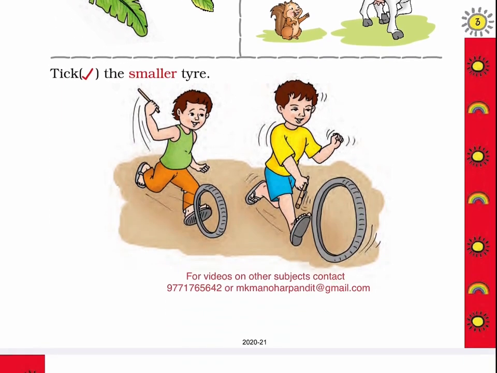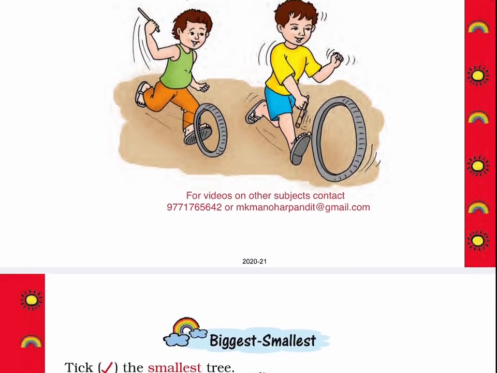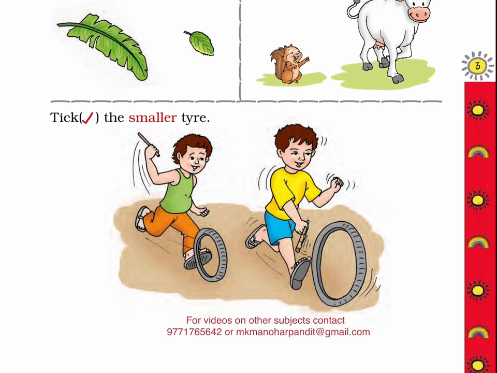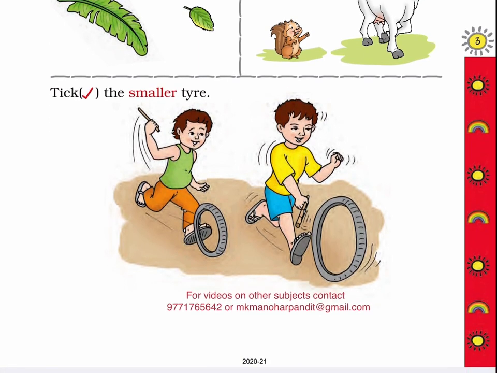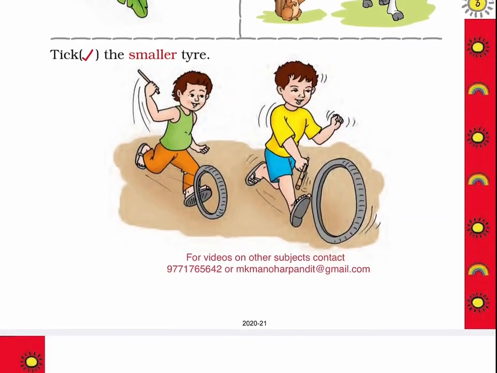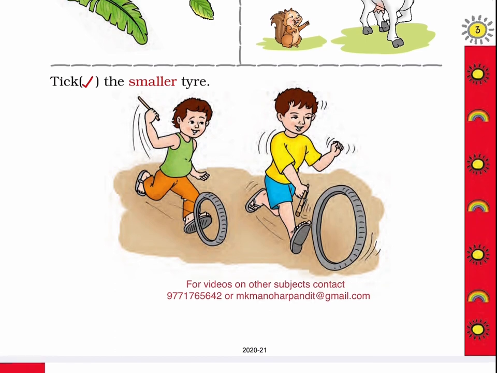Picture 3 shows a squirrel and a cow. Question 3. Which animal is smaller, a squirrel or a cow? Identify and tick mark the smaller animal. Picture 4 shows two children rolling one tire each with the help of their own sticks. Question 4. Which tire is bigger, the car tire or the cycle tire? Identify and tick mark the bigger tire.